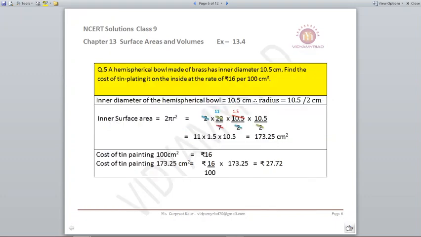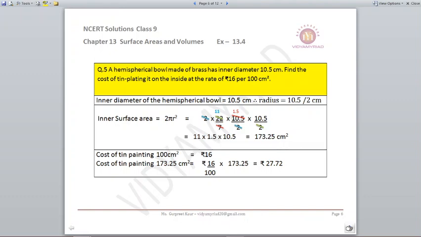Question number 5. A hemispherical bowl made of brass has inner diameter 10.5 centimeters. Find the cost of tin plating it on the inside at the rate of rupees 16 per 100 centimeters square. Now here diameter is given to you, 10.5, so radius will be 10.5 upon 2. And they are talking about a hemispherical bowl. So what is the formula for a hemispherical bowl?